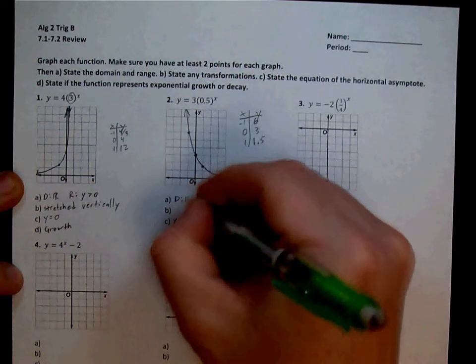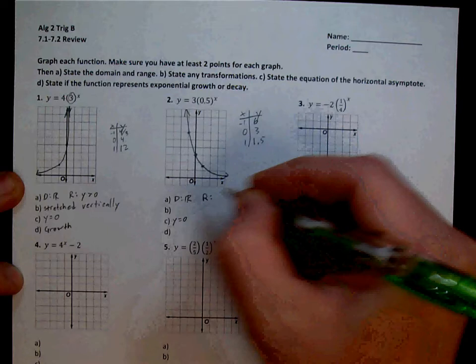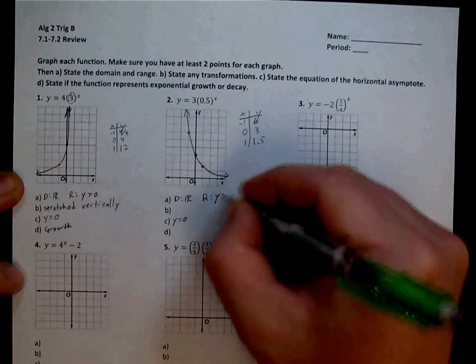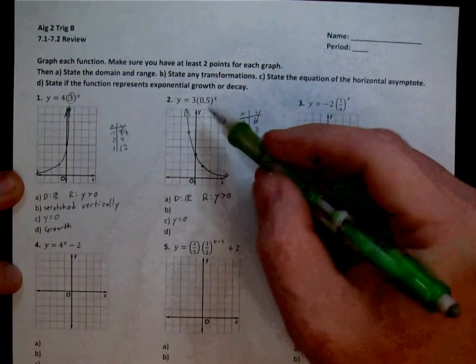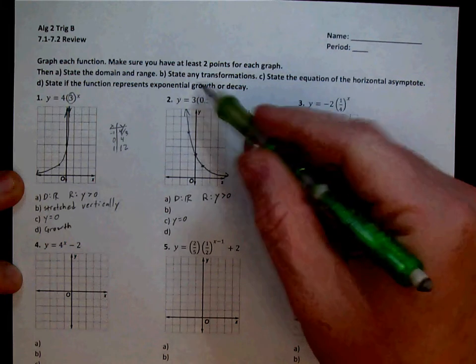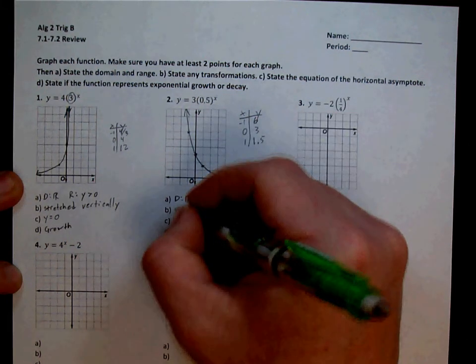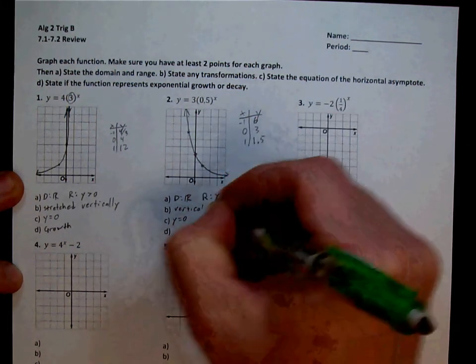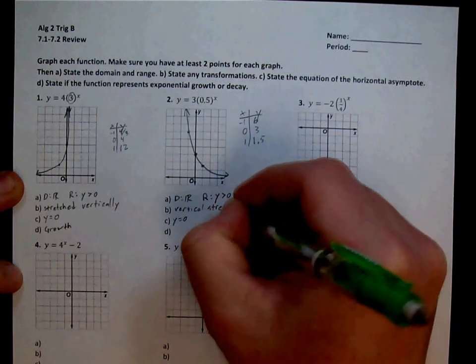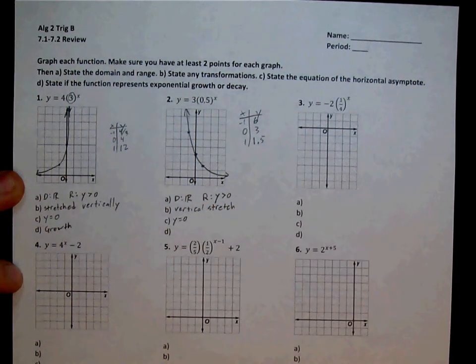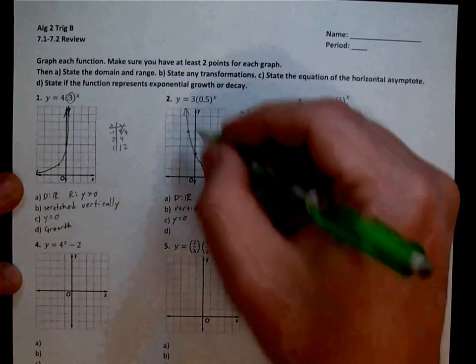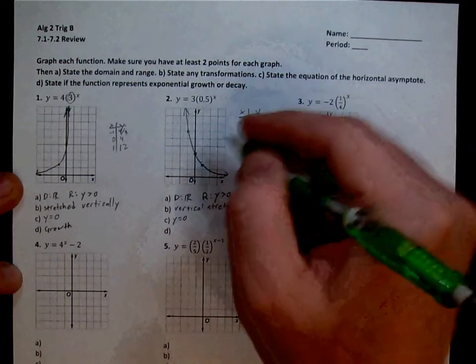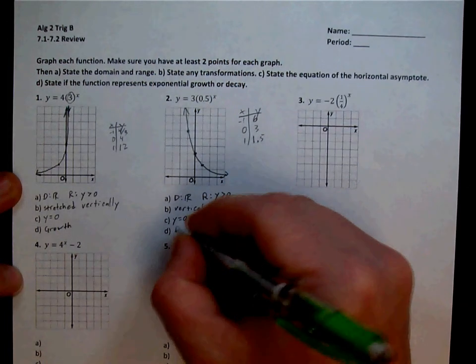Domain, all real. Range, it's greater than the asymptote, which is 0. This one is also stretched vertically because of that 3, or a vertical stretch. But no translations. And then this one, decay. The growth factor is less than 1, and it's getting closer to the asymptote, so that one's decay.